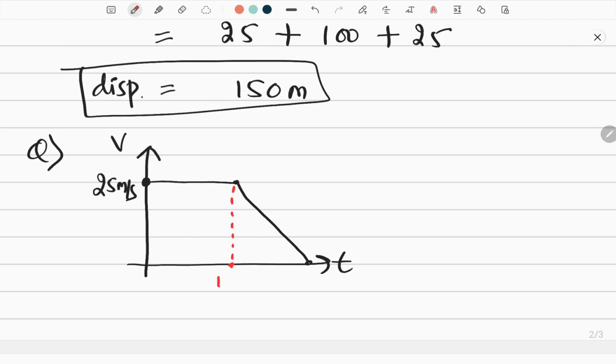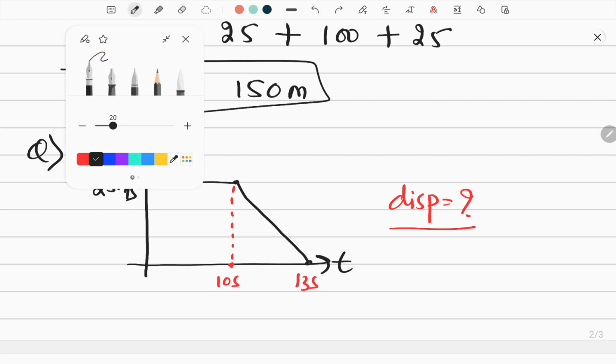Okay, this is up to 10 seconds, and this is up to, let me take it as 13 seconds. All right, up to 13 seconds it has become. Now they are asking us to find out the displacement of this graph. Because this is a vt graph, by finding out the area, definitely we are going to get the displacement. Please do this as homework and comment on your answer.